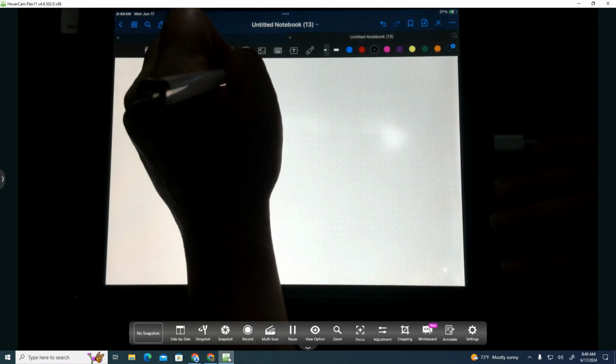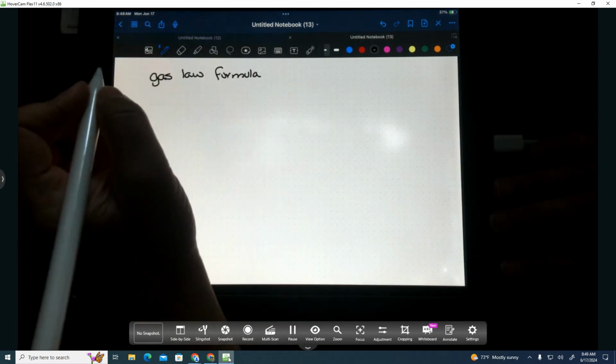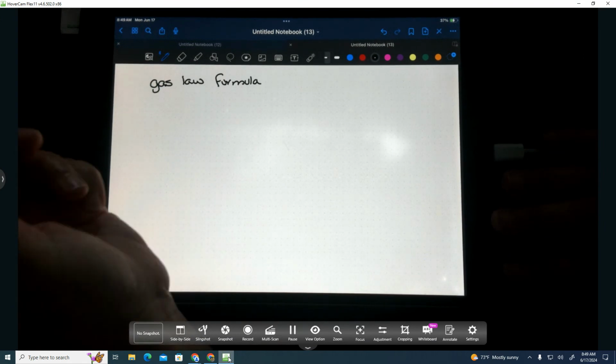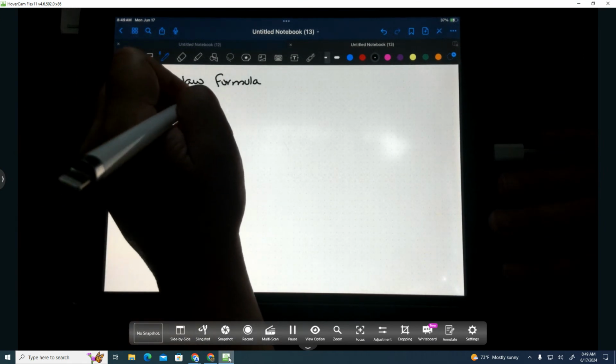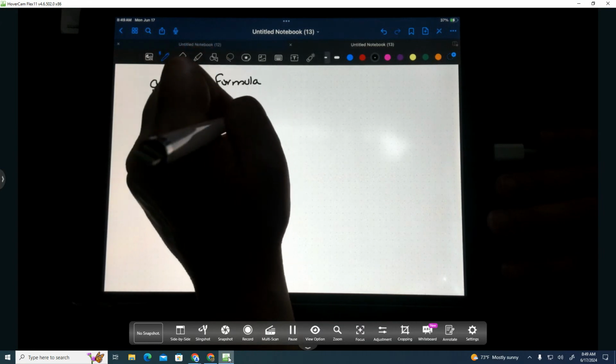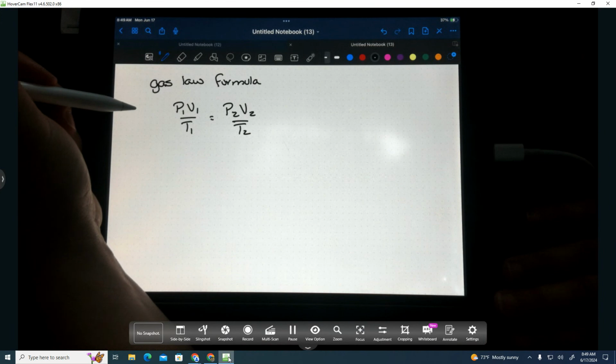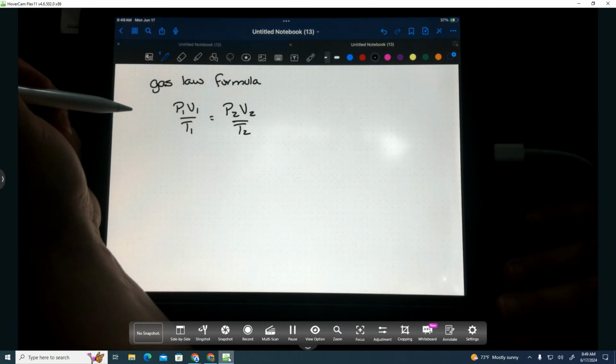With gas laws, the gas law formula is on the back of your reference table. Wait, don't say it. I'm gonna say it. Okay, go ahead. I found it. Is it P1 V1 over T1 equals P2 V2 over T2? That's it. That sounds good. Okay. P stands for pressure.